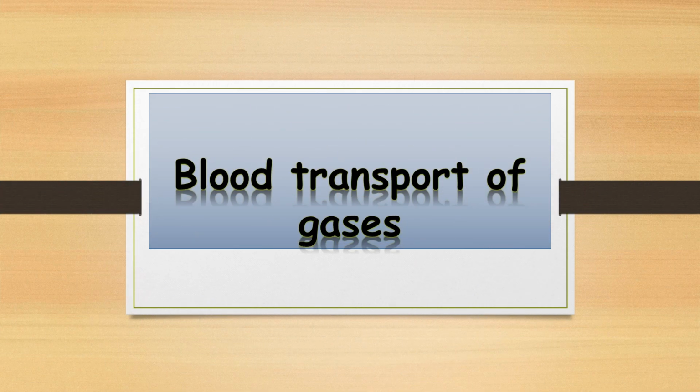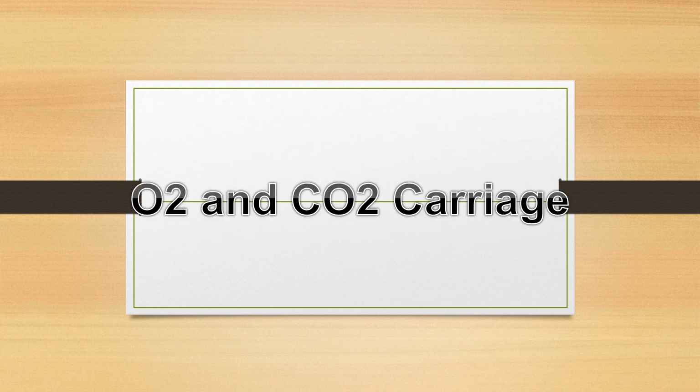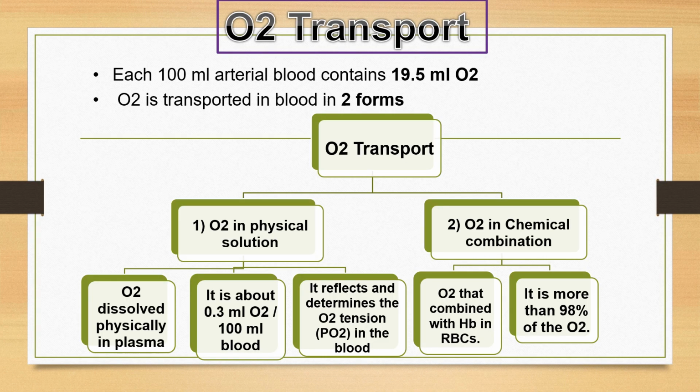When we talk about the second part of our lecture, what we call blood transport of gases, we mean the transport of oxygen and CO2 and their carriage in blood. First, oxygen transport means that each 100 ml of arterial blood can carry 19.5 ml of oxygen, so around 20 ml of oxygen.